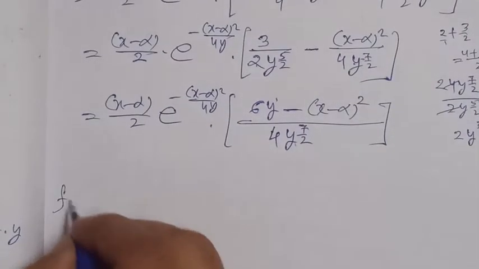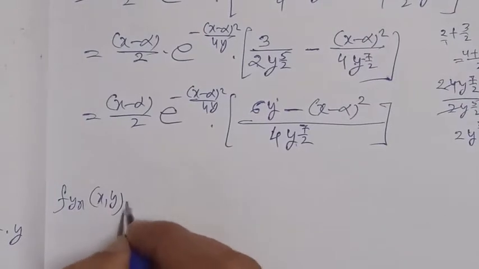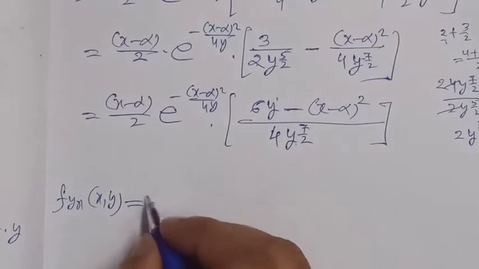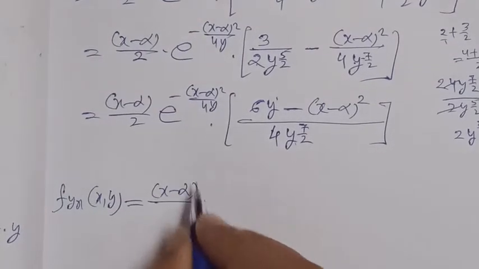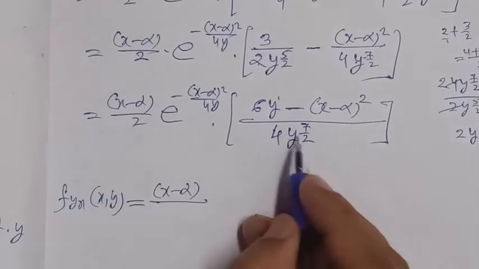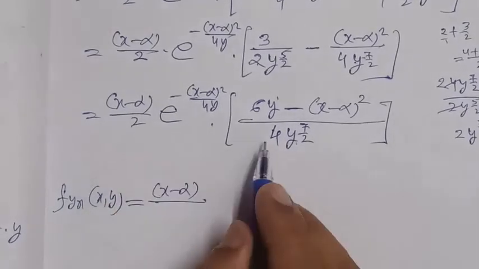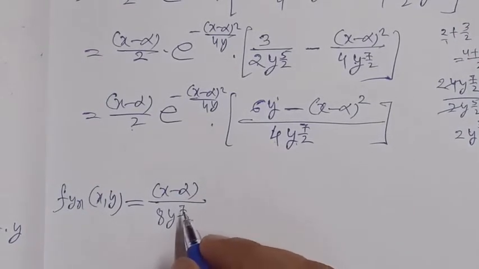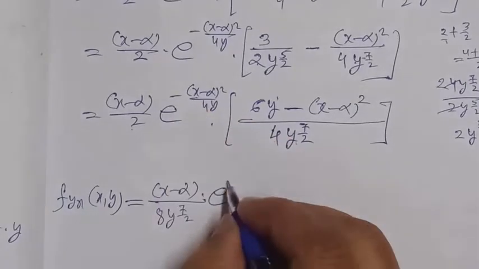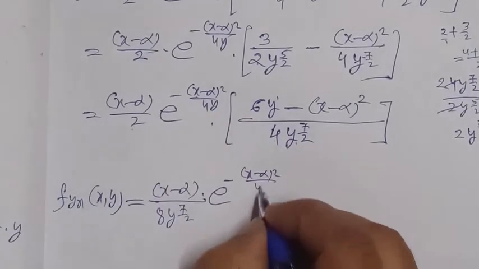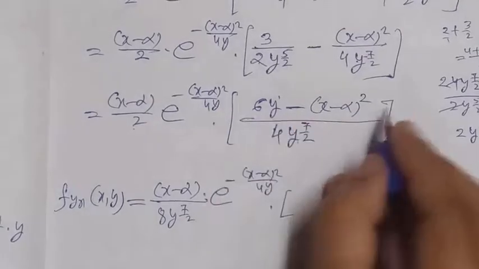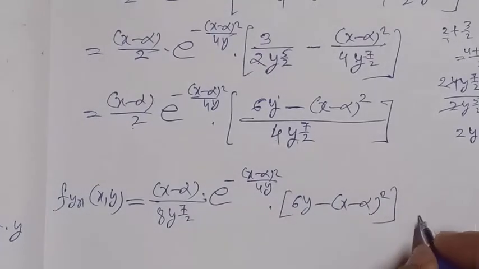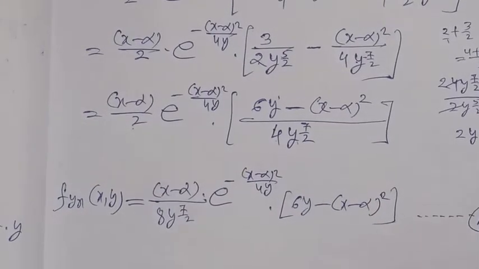This is the value of f_y(x,y). We can write it as (x minus alpha) upon, when we multiply numerator to numerator, it becomes 4 root pi y to the power 7 by 2, and multiplied by e to the power minus (x minus alpha) whole square upon 4y, and this bracket (6y minus (x minus alpha) whole square). I write it as equation number A.